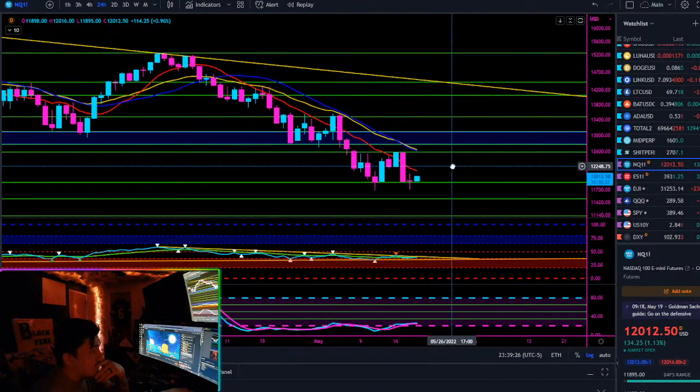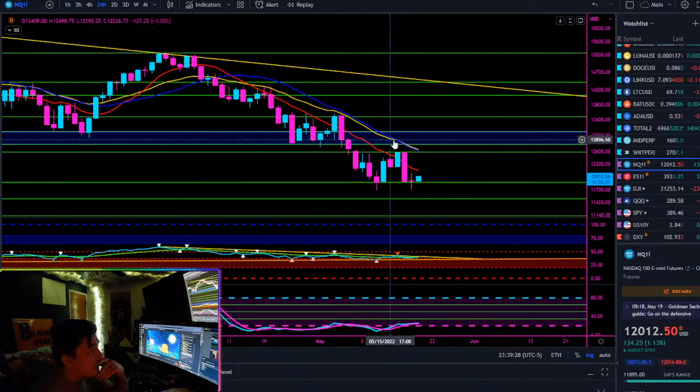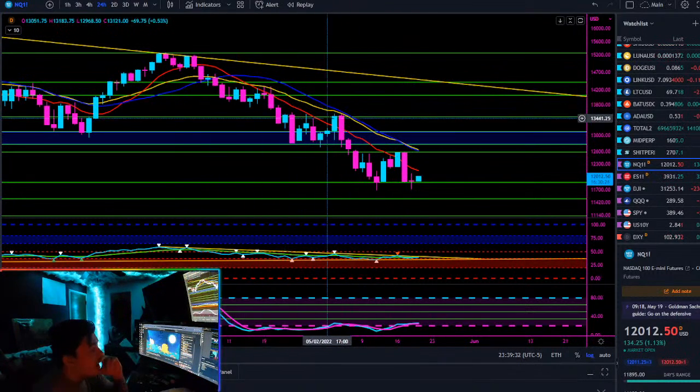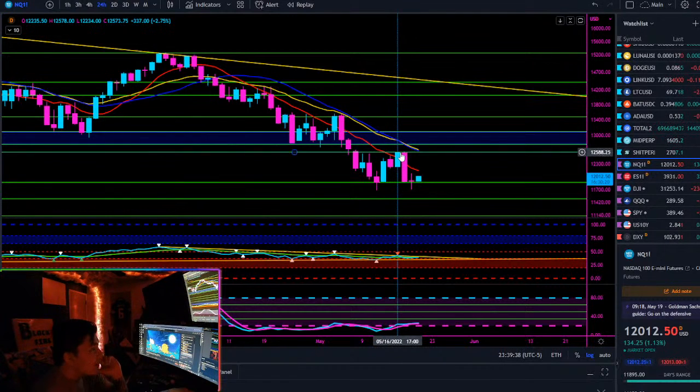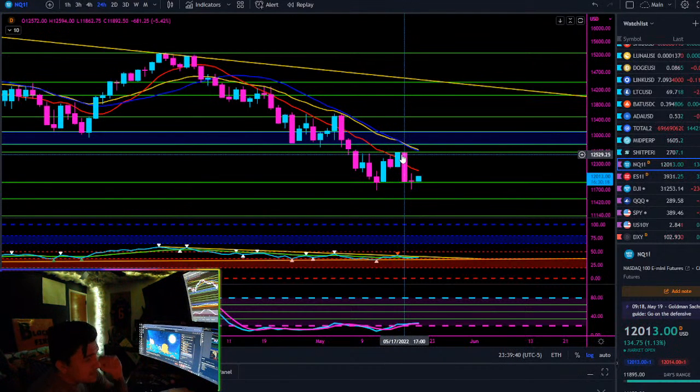Now, what is important to remember is that we still remain below the 21 exponential, and we are still within the downtrending motions here. I am going to be looking at this as a lower high, depending on how price action reacts at the end of the day.